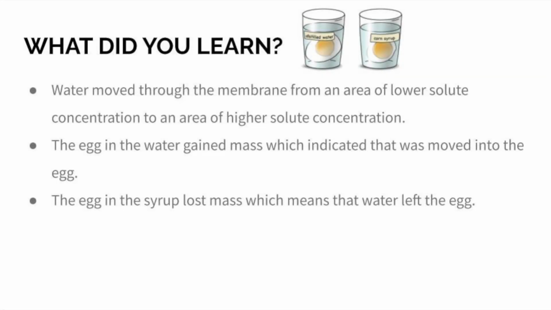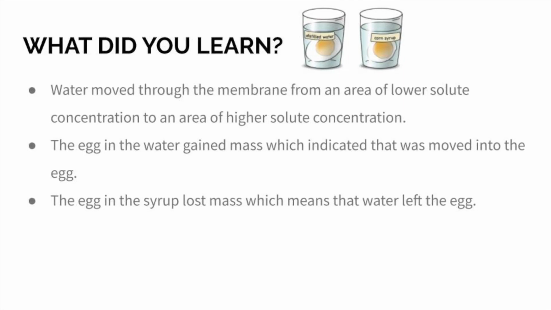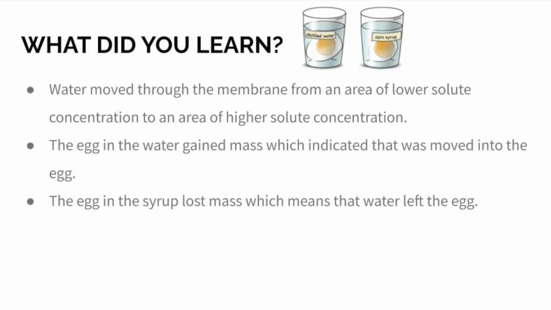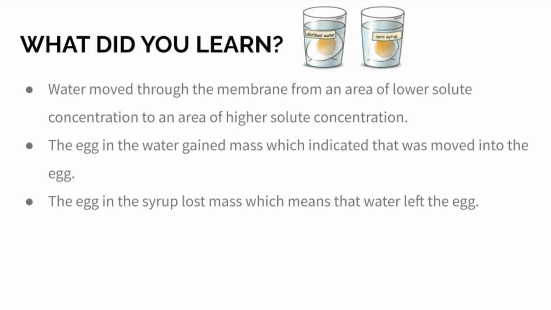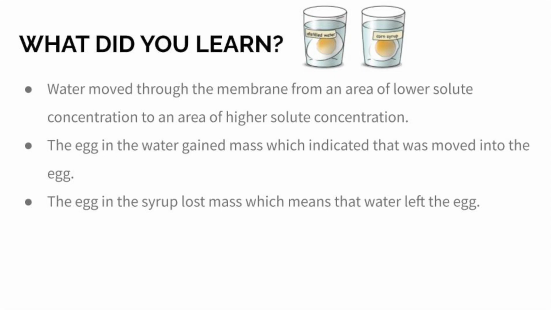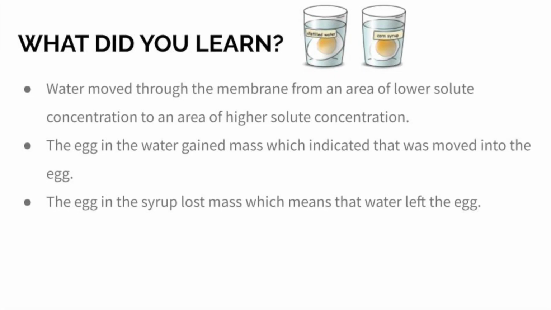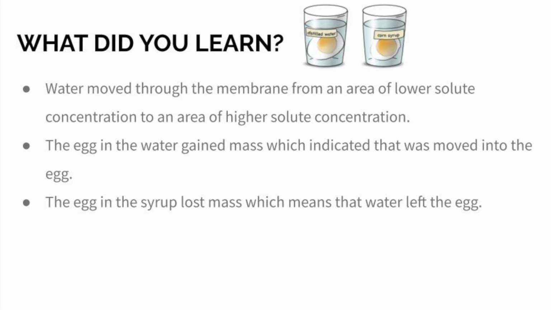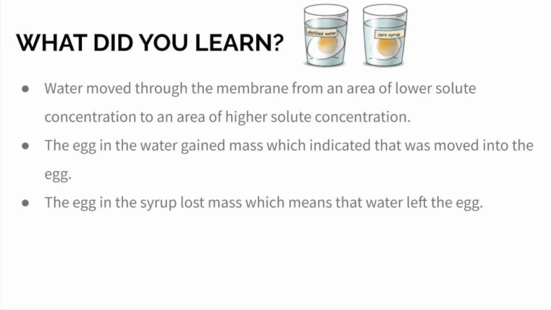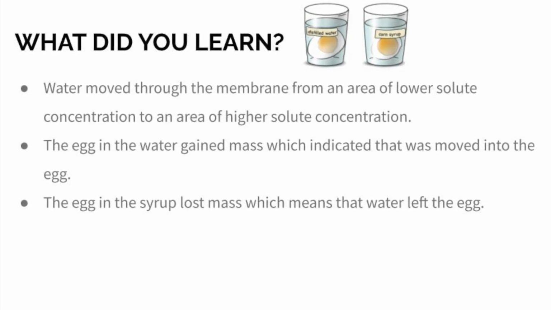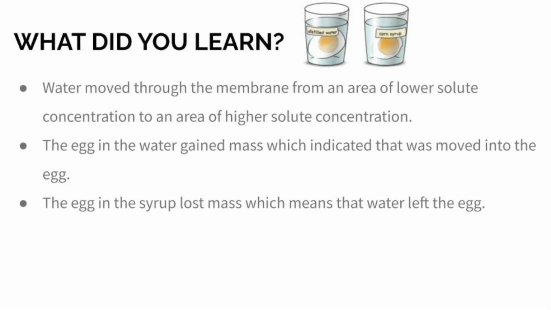So what did we learn in this lab? We learned that water moves through a membrane from an area of low solute concentration to an area of higher solute concentration. This was demonstrated by the egg that was placed in the water. It gained mass, which means that water must have moved into the egg. And the egg that was in the syrup lost mass, which means that water must have left the egg.